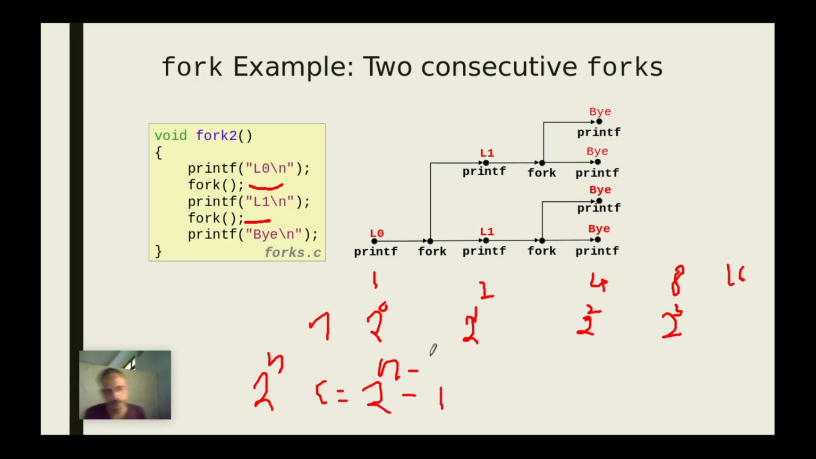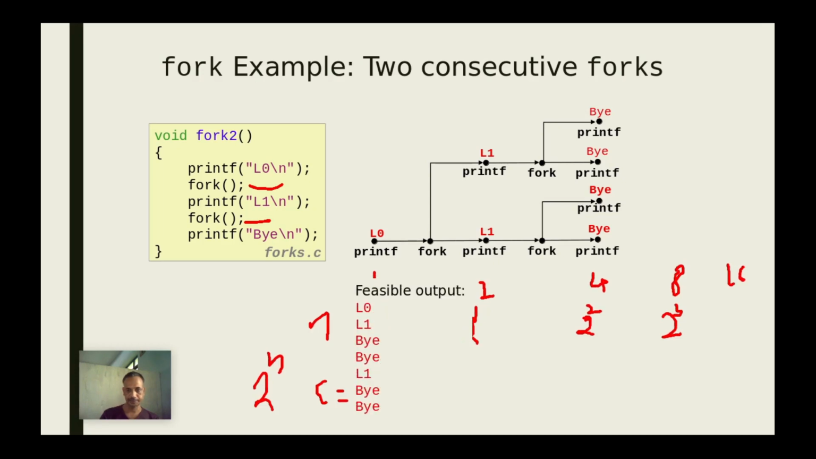Okay, so if there are 5 fork system calls, then the number of child processes will be 2 raised to 5, that means 32 minus 1 equals 31. So there will be 31 child processes created if there are 5 fork system calls. In this way the number of child processes will go on increasing exponentially, and every process in a Unix operating system is created using the fork system call.